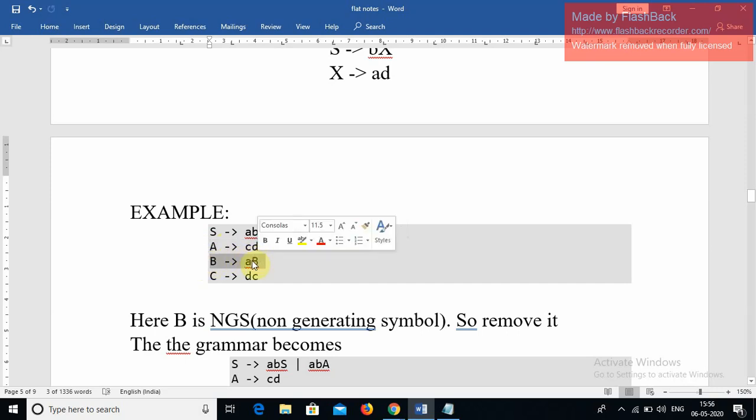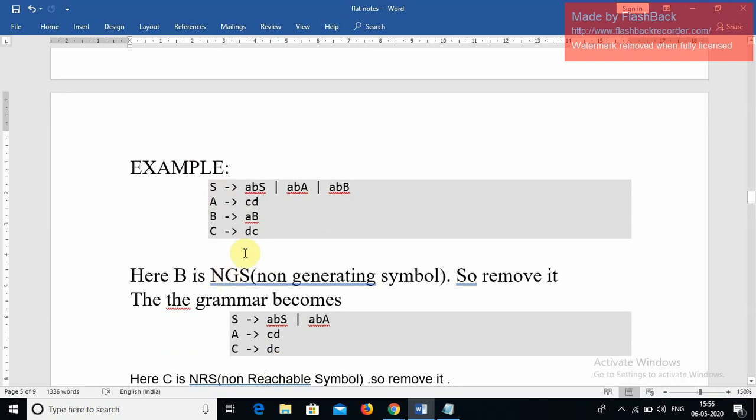So B is a non-terminal symbol. Alone it cannot produce any terminal symbol. So that's why B is a non-generating symbol, and that's why we have to remove it. So after removing, the grammar becomes like this. Not only the B production rule we are removing, wherever we have a B in the production rules, that can also be removed. So this is the grammar after removing the non-generating symbol.